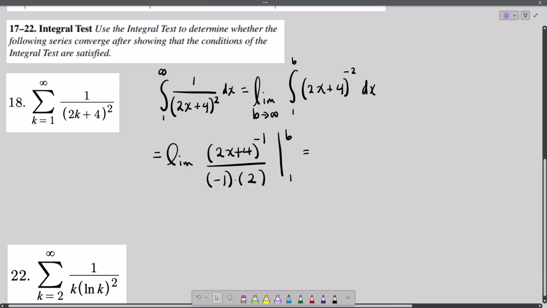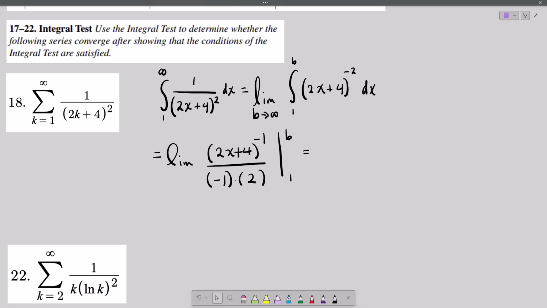All right, so we could rewrite this, which I highly recommend. Rewrite this before you do your limit evaluation. It's way easier, and we can even pull the constant out in front. It's way easier to evaluate limits when you have positive exponents. So this is going to be 1 over 2x plus 4, from 1 to b. Pull out the constant. Get rid of the negative exponent.